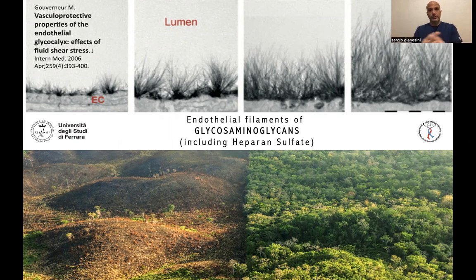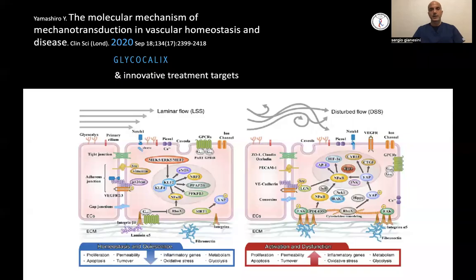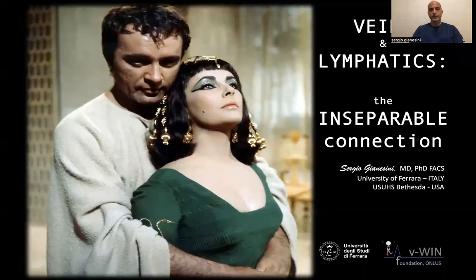We know that losing the forest on the surface of planet Earth is not good for the Earth, as we know that losing the glycocalyx on the surface of the veins and arteries is not good because it is associated with inflammatory conditions like thrombosis, chronic venous disease, and on the other side, atherosclerosis. Indeed, the glycocalyx has been defined as a critical signaling platform, but also as an innovative treatment target as per this publication, for which we got very interested in it.